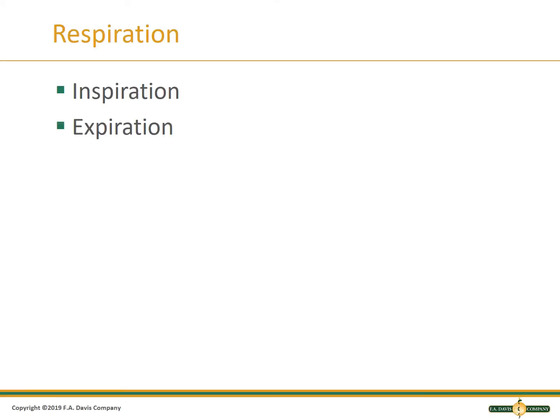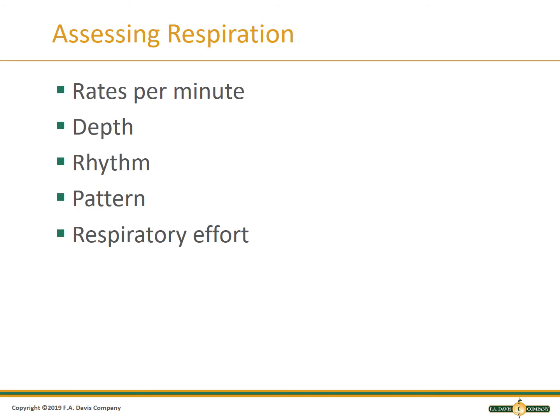Now, respiration. This is the interchange of oxygen and carbon dioxide between the atmosphere and the body. It involves both external respiration and internal respiration. So basically, this is breathing in and breathing out. The rates per minute. The normal rates for adults is between 12 and 20.